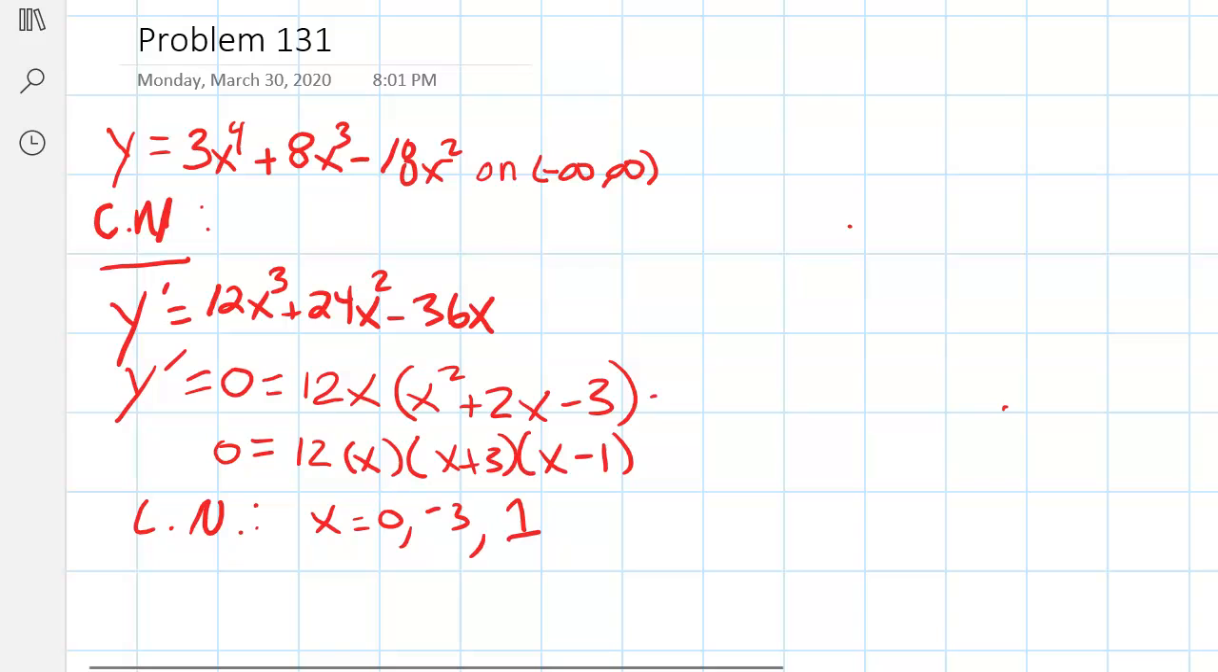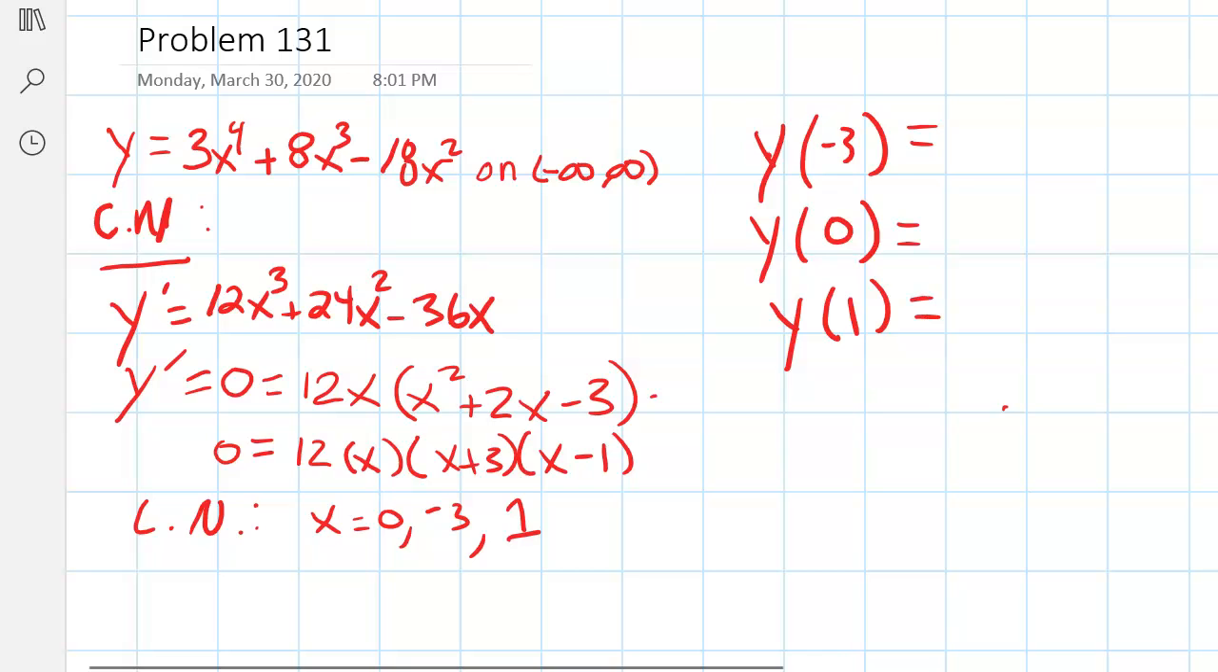Okay, and so now we'll look at y at -3, y at 0, and y at 1. I'm going to use my calculator for that, with exception to 0. I mean, I can plug in 0 everywhere: 0, 0. And do I dare putting 1 in? I can probably do 1. That's going to be 3 plus 8 is 11, 11 minus 18 is minus 7. And I'll take no chances. I'm going to check -3 in the calculator.